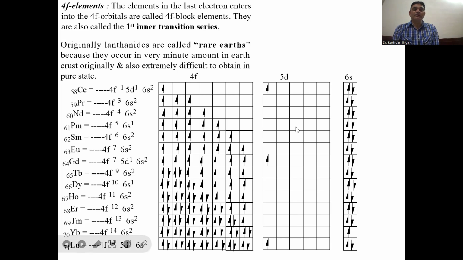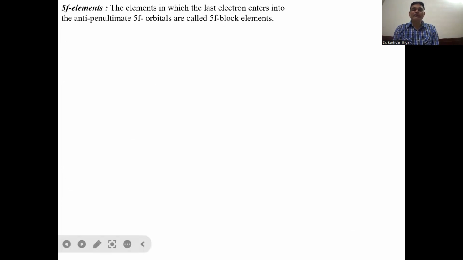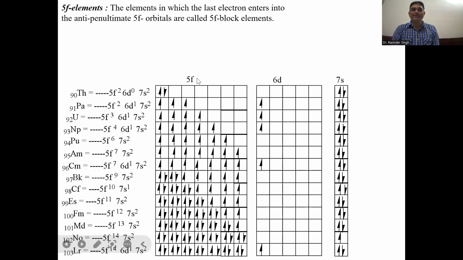Okay. Now the next one, the 5f block elements. The 5f block elements are those elements in which the last electron enters the anti-penultimate f subshell, called the f block elements. So these are the f block elements, ranging from thorium, atomic number 92, to lawrencium, atomic number 103. Similarly, you can write the electron configuration for these 5f elements.